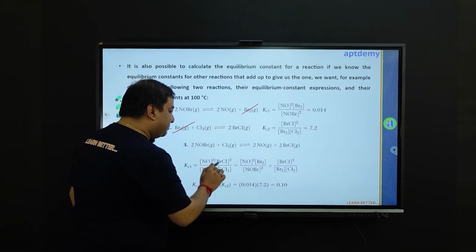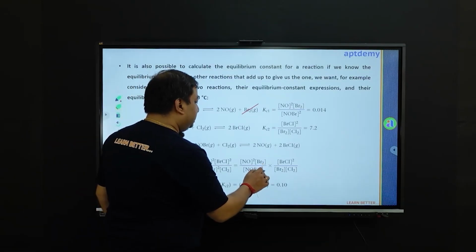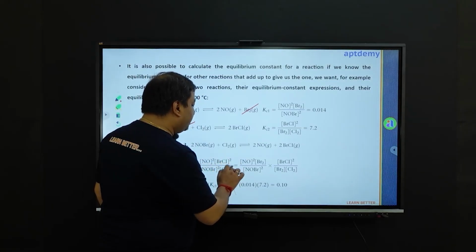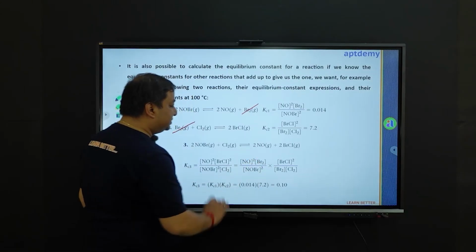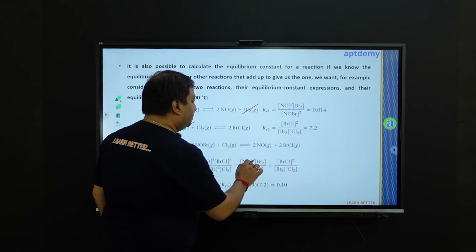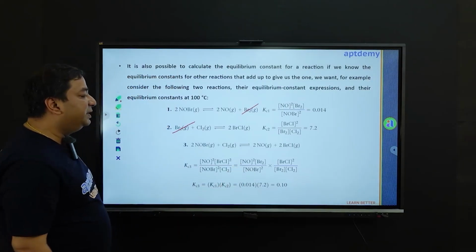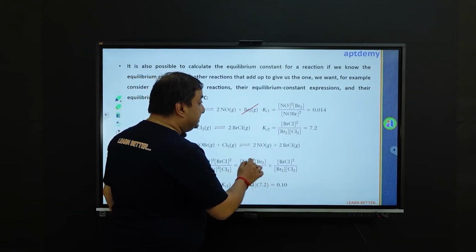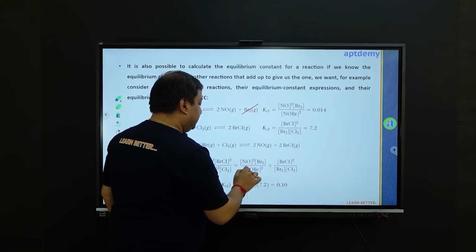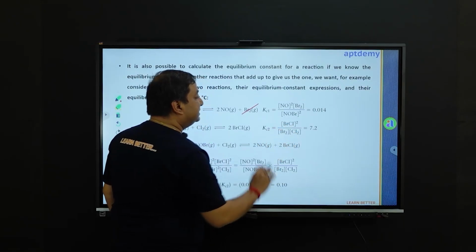Okay. Now if we just separate these in a manner, for this we will be multiplying the numerator and denominator by the concentration of Br2. So the new expression we will be having is concentration of NO raised to the power 2 times concentration of Br2 divided by concentration of NOBr raised to the power 2, and this is what? This is very similar to this. So we can write this as Kc1, and this one is very similar to Kc2.